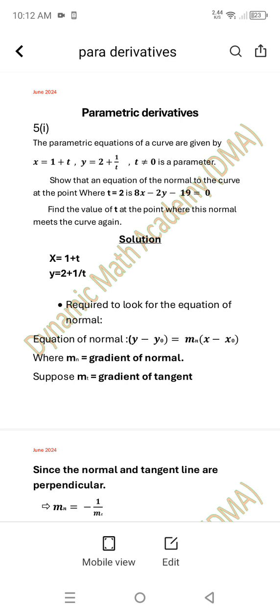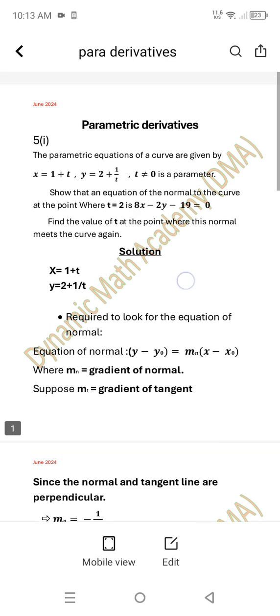So in today's video, we're going to be solving an interesting part of the June 2024 pure math mechanics. The parametric equations of a curve are given by x equals 1 plus t, y equals 2 plus 1 over t, where t is a parameter. Question 1. Show that an equation of a normal to the curve at the point where t equals 2 is 8x minus 2y minus 19 equals 0.